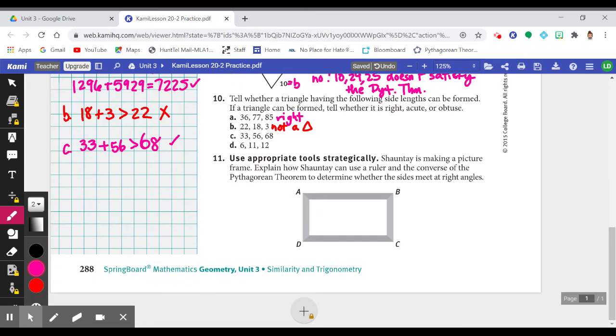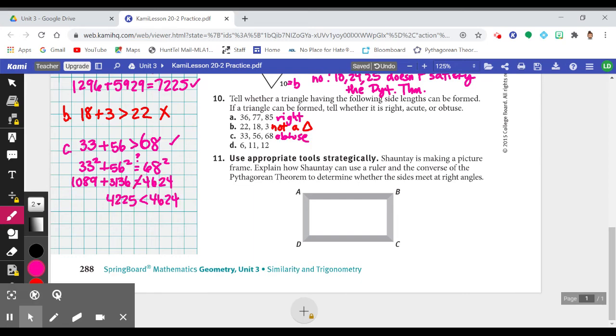So now let's use the Pythagorean theorem to determine what kind of triangle it is. So I'll put a little question mark over the equal sign. Take a moment and find out what type of triangle we're dealing with. Okay, so after we plugged in 33 for A, 56 for B, again, we only did that because these are our two smallest measurements, because our largest measurement has to be C, so 68 took the place of C. We found that 1089 plus 3,136 does not equal 4,624. In fact, C squared, which is 4,624, is greater than A squared plus B squared. Therefore, it is an obtuse triangle.